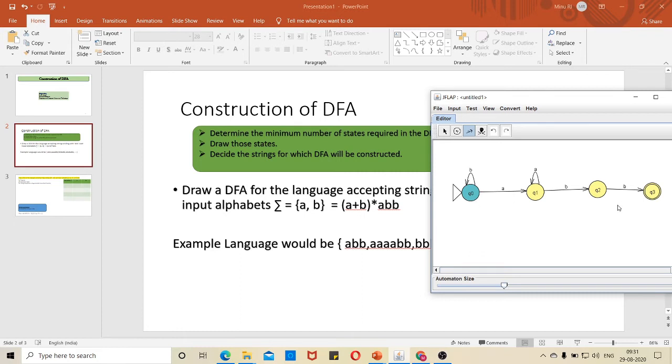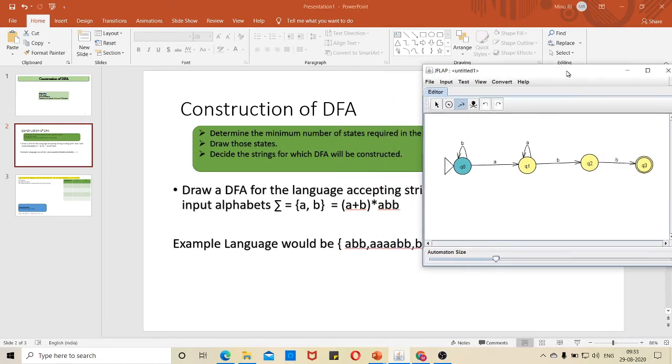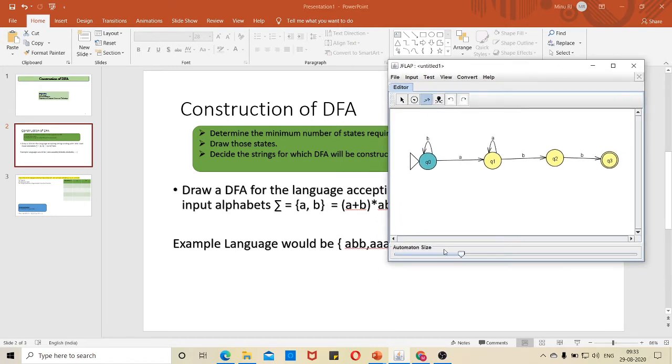Now, if I have different combinations, even strings like ABBABB may occur. So, how to handle that situation? I have ABB, then ABB, what should I do? First ABB will be transferred from this state to this state, okay, fine.